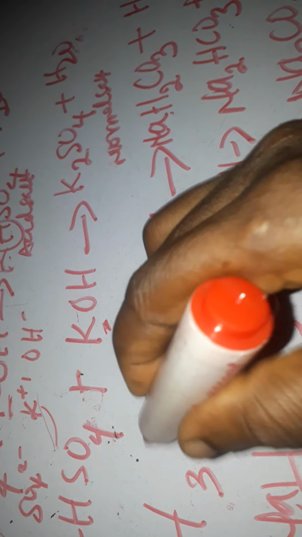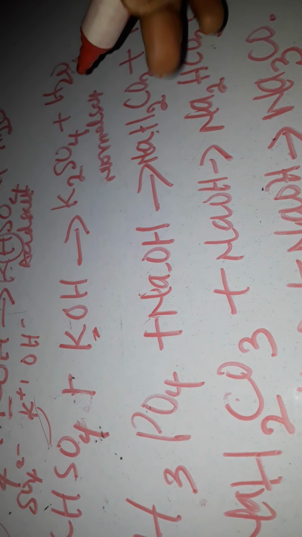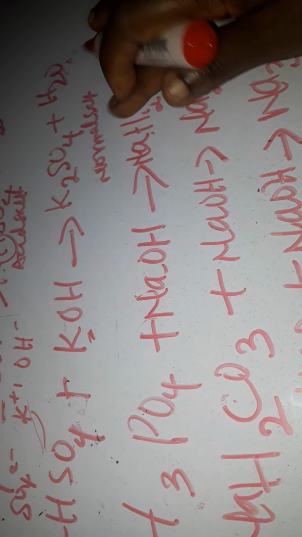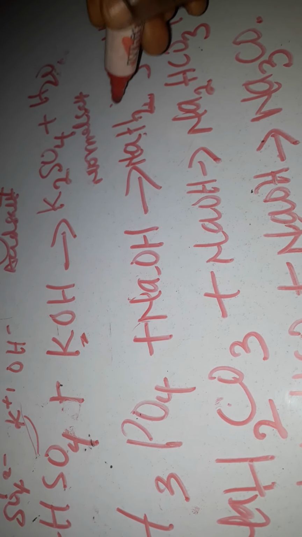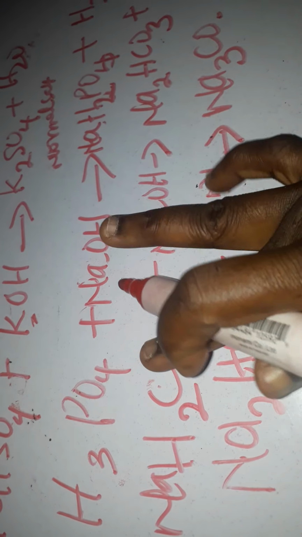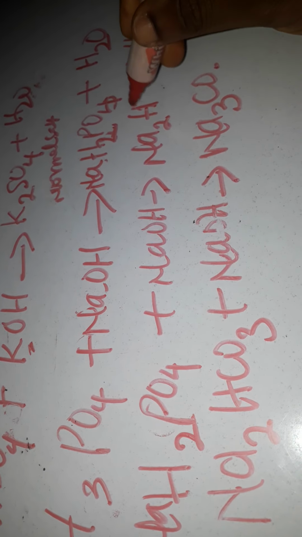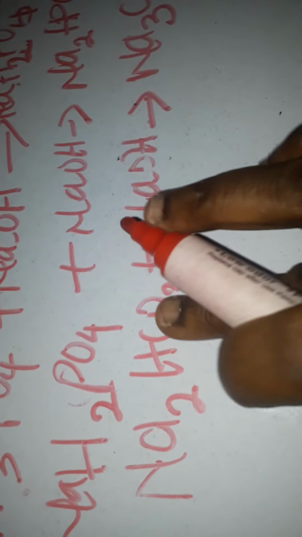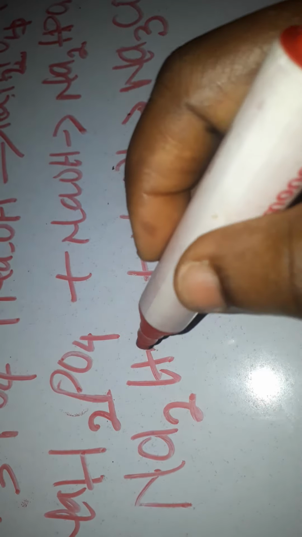H3PO4. We have the same thing here, PO4. We have your PO4, which is a weak acid.